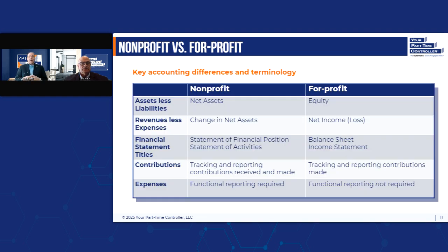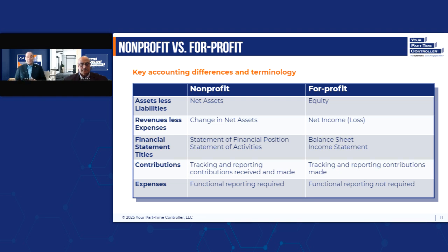Now, we just discussed a couple of key differences between for-profits and nonprofits. I want to go through a more all-encompassing list. And first, let's talk about what in the for-profit world is equity, but in the nonprofit world is our net assets. That's when we look at our assets less our liabilities, what that remaining amount is.